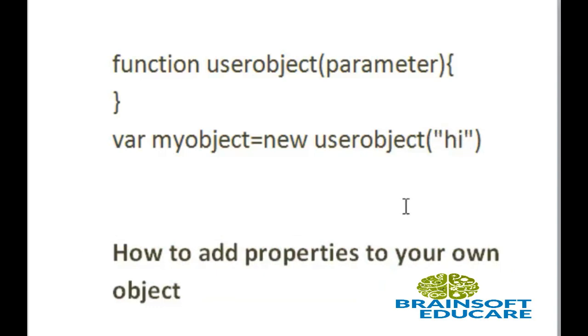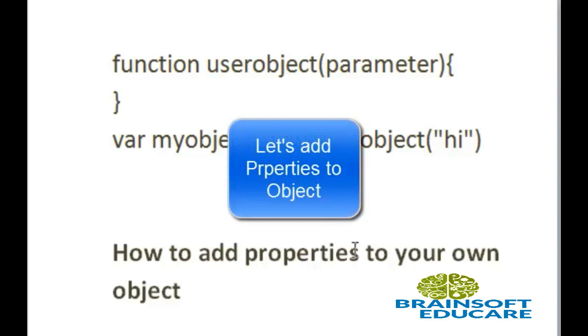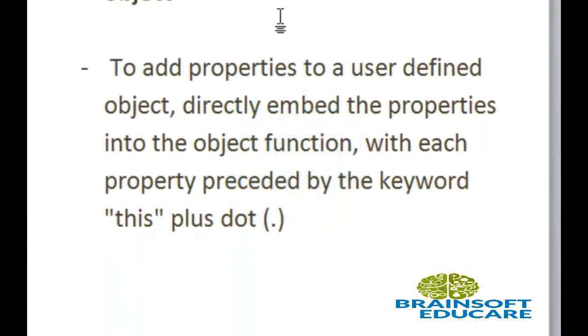So far we have declared and instantiated our object, but our object cannot do anything else. If we want to do some tasks through our object, we should add some property and method to the object. So now, how to add properties to your own object? To add properties to a user-defined object, directly embed the properties into the object function, with each property preceded by the keyword this plus dot.